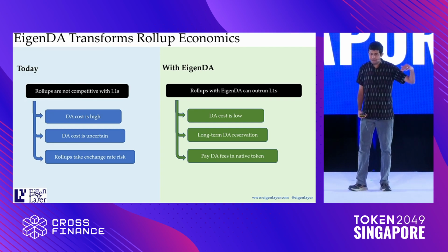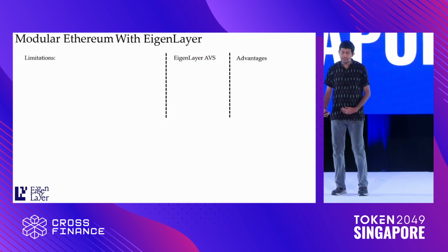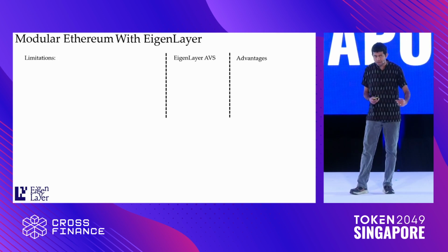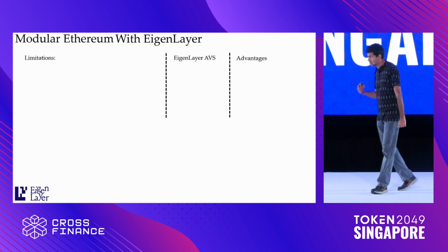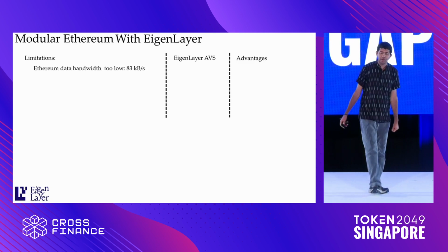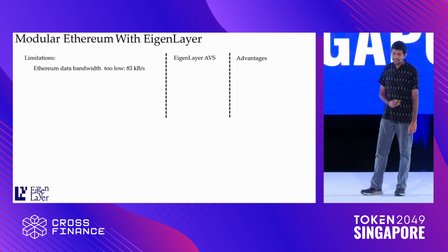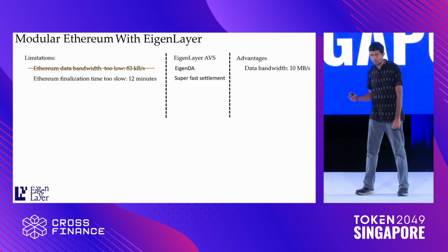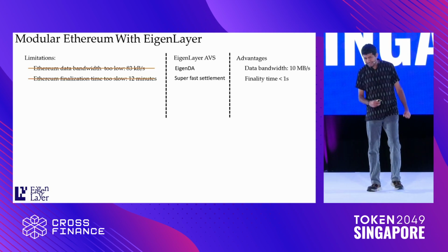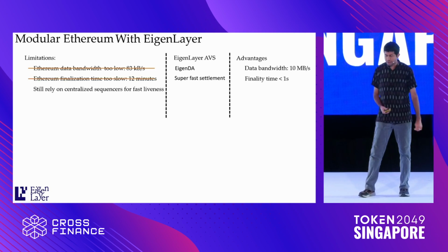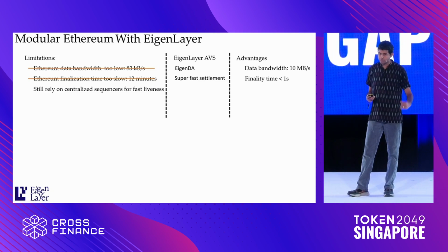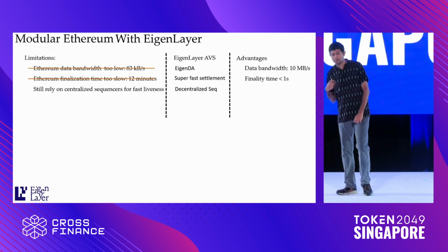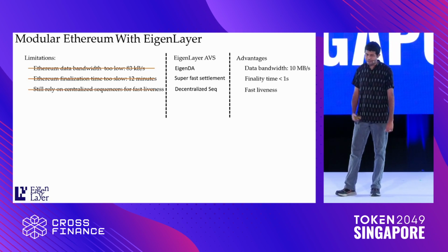Beyond EigenDA, EigenLayer transforms the modular Ethereum landscape. Lots of limitations that you have today can be removed using EigenLayer. So if you integrate with EigenDA, as these new features start coming up, you can actually use them. I highlighted already that data bandwidth issue. Finalization time is too slow. You can actually build super fast settlement on Ethereum using EigenLayer. Many teams are working on many of these things. You can reduce the censorship resistance risk using decentralized sequencers. Espresso is building a decentralized sequencing system on EigenLayer, so you can get super fast liveness.